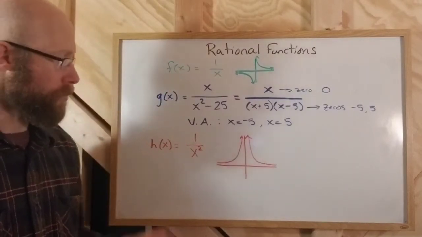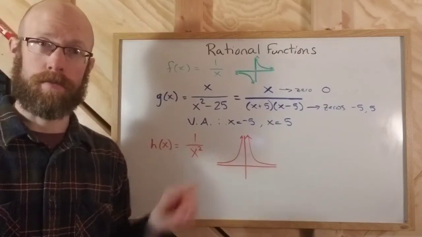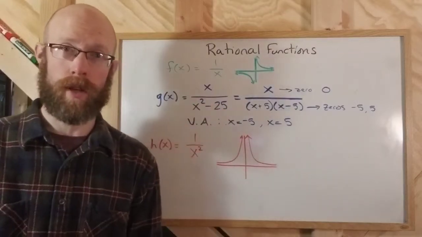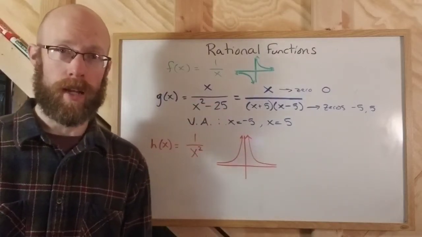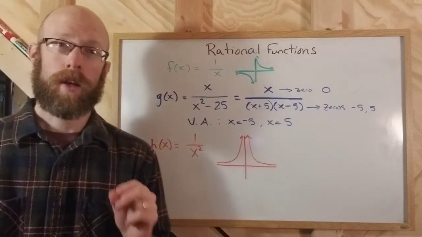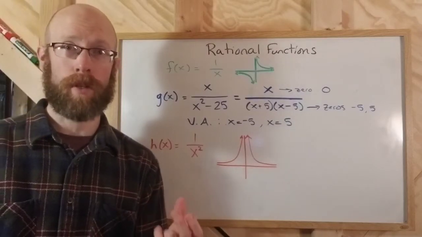Okay, now if I were to reflect that across the x-axis and multiply it by a negative, of course that would make both sides go down. It flips everything to the negative side. So you can have both sides going up or both sides going down. The key on this is that you're going to have an even multiplicity.